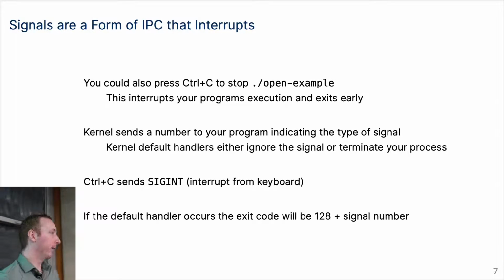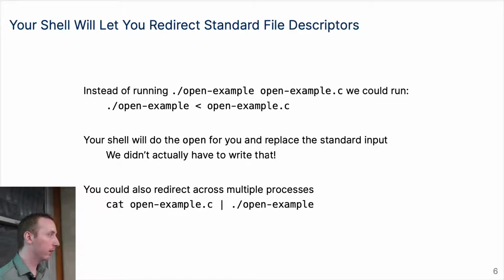Could you explain again what that means, redirect across multiple processes? That pipe character? Yeah, so it just connects this process's standard output to this process's standard input. So it will execute the .c file and put the input to the executable. Yeah, so if I just run this example.c, it'll just show the contents of the file on my terminal.